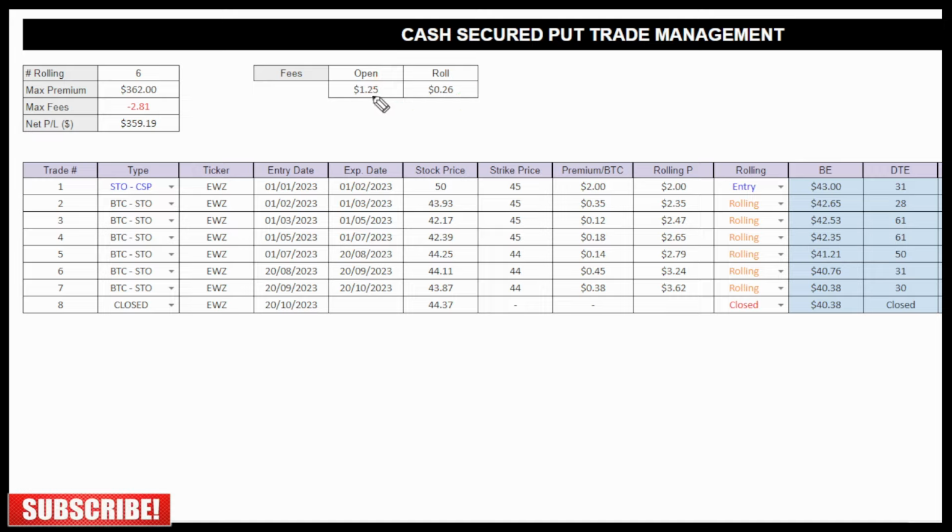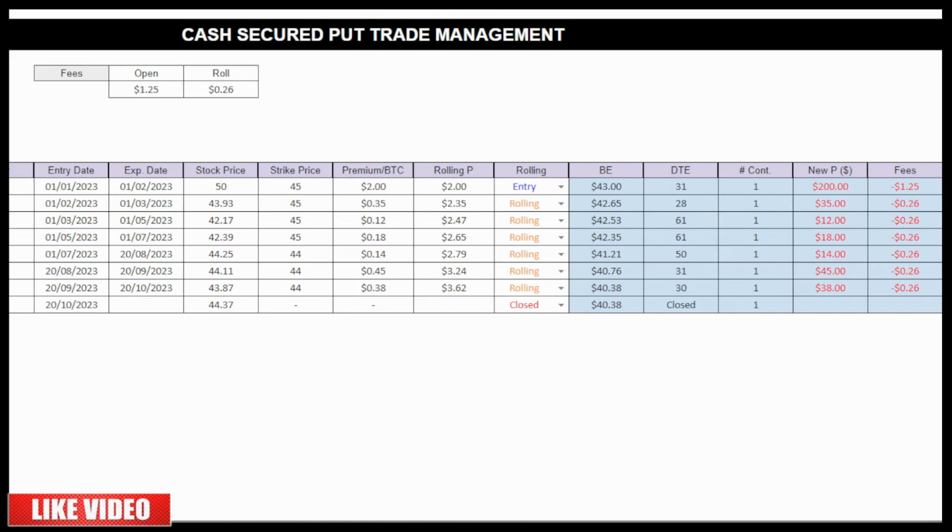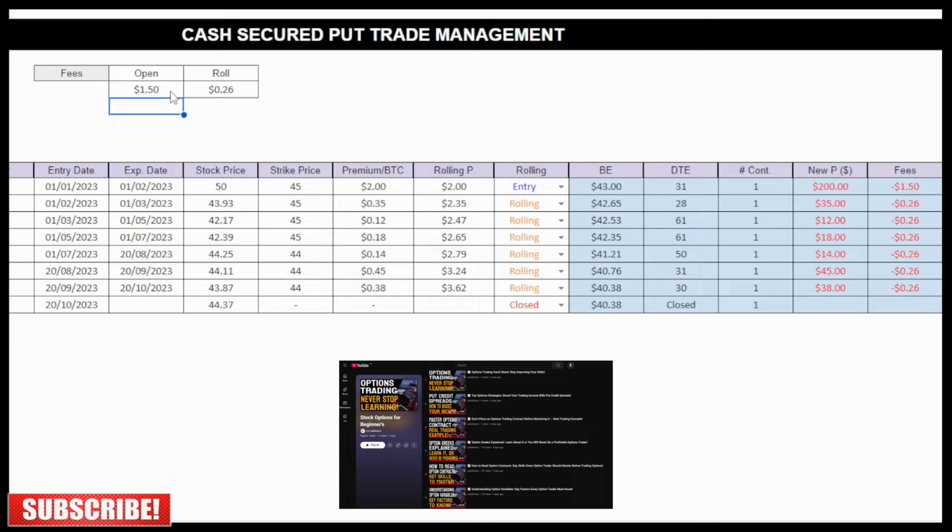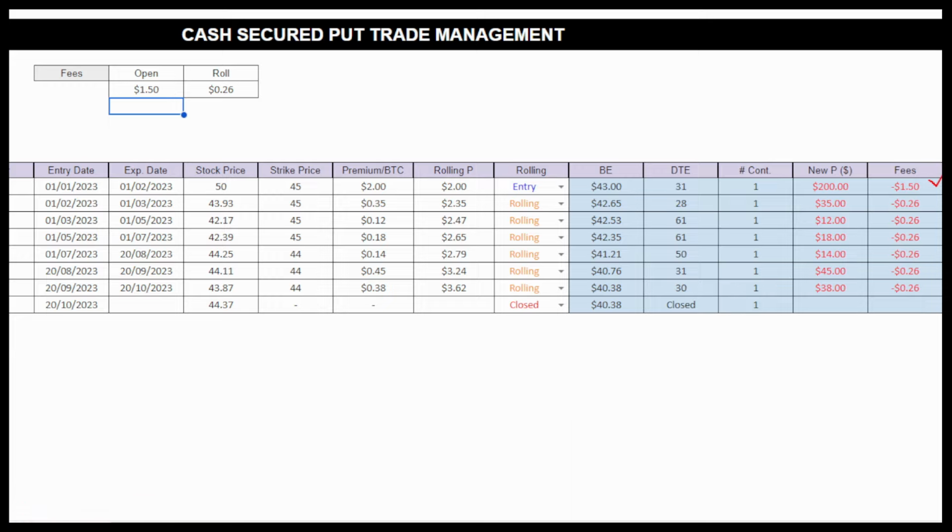Once you change it here, keep an eye on this column, guys. According to what I change here, let's say your broker charges you $1.50, as you can see, the entry has gone to $1.50. Let's say your broker charges you 75 cents. Of course, the entry is going to be 75 cents automatically. Let's say your broker charges you 0.55 to roll the trade. As you can see here, we pay 0.55 on all the trades. And of course, to close the trade, we don't pay anything.